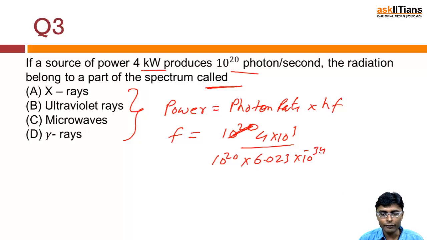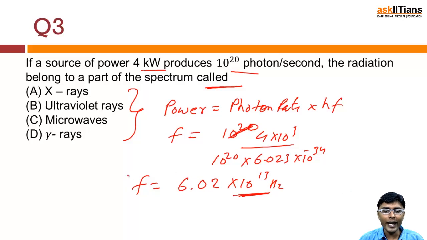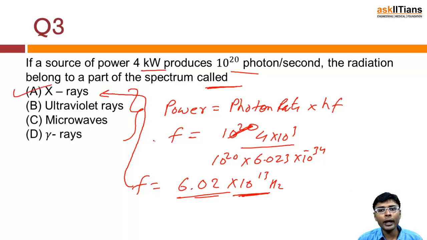The value is 6.023 into 10 raised to power minus 34, right? So if you calculate this, the frequency will come out to be around 6.02 into 10 raised to power 13. So in this range it will come out. If you see, this is basically the range of X-rays. This is the frequency lying in the band of X-rays. Therefore, the correct answer for this question is option A, that is X-rays.